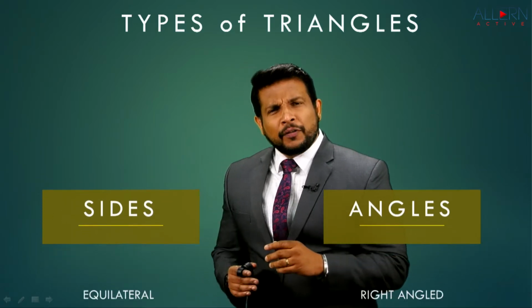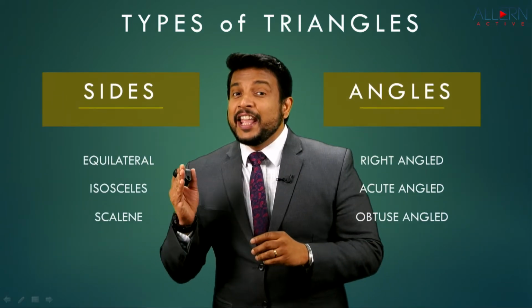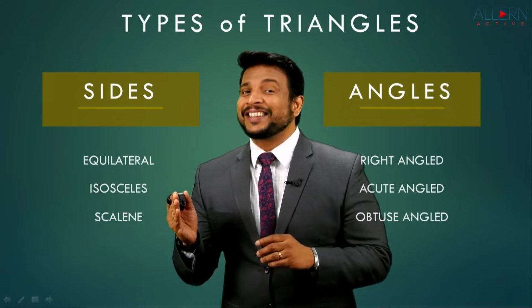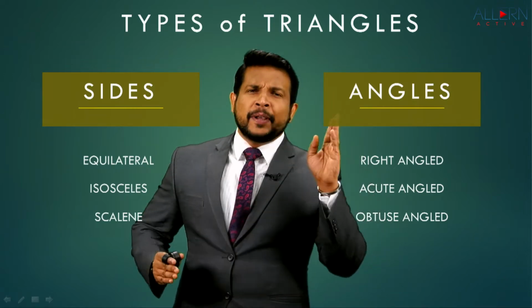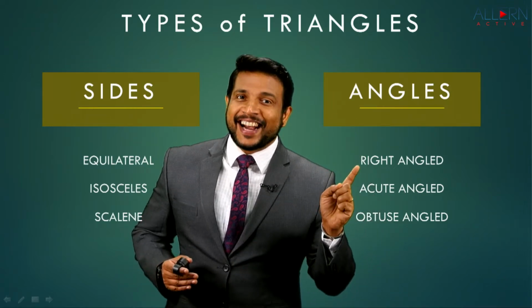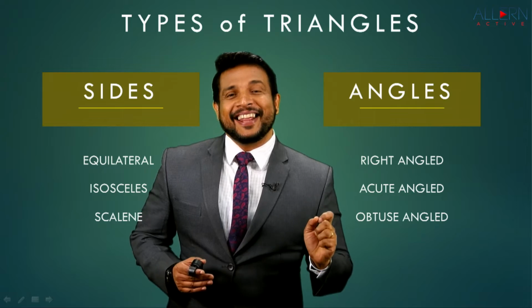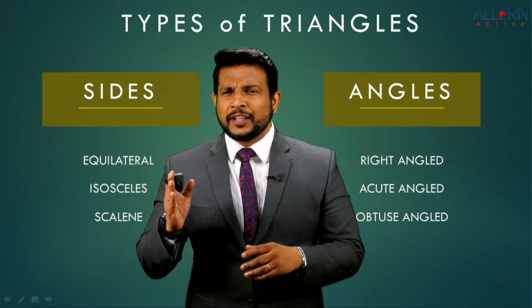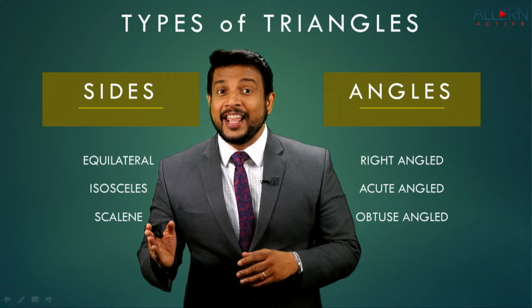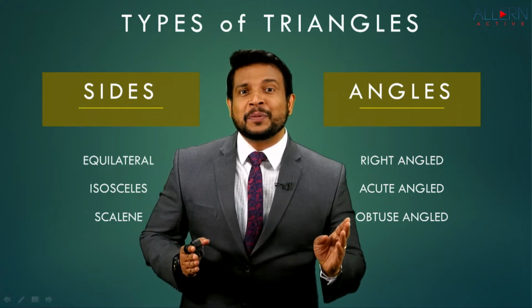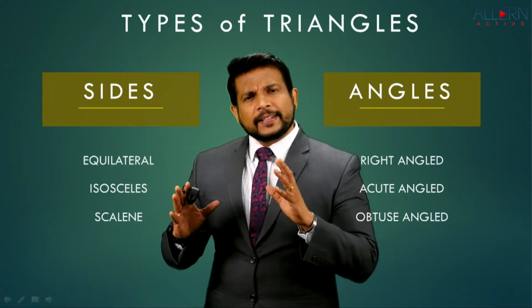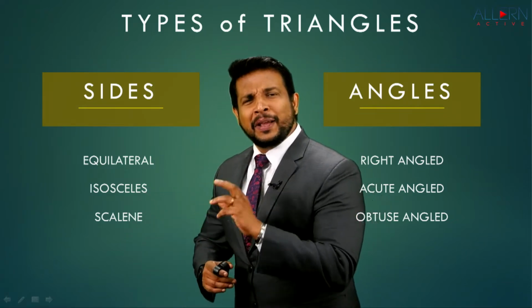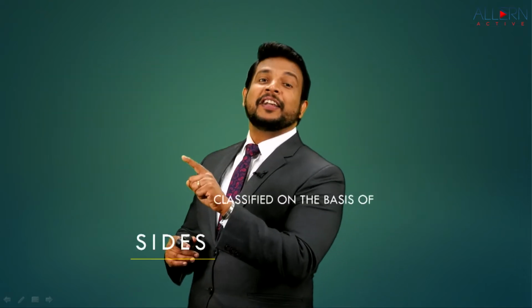Now on the basis of sides, we can have three: equilateral triangle, isosceles triangle, scalene triangle, and on the basis of angles, we have right angle triangle, acute angle triangle, and obtuse angle triangle. So we have six types of triangles here: three on the basis of sides and three on the basis of angles. Let's learn each of them one by one. So let's discuss triangles on the basis of sides.